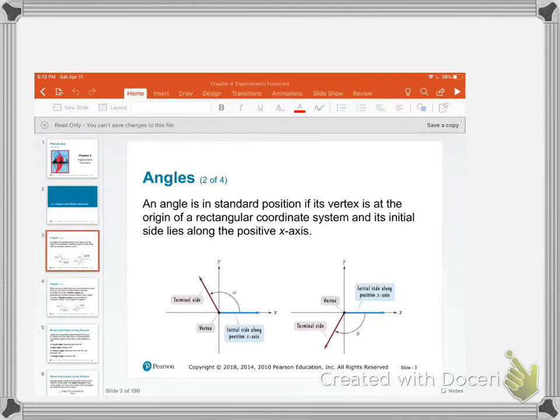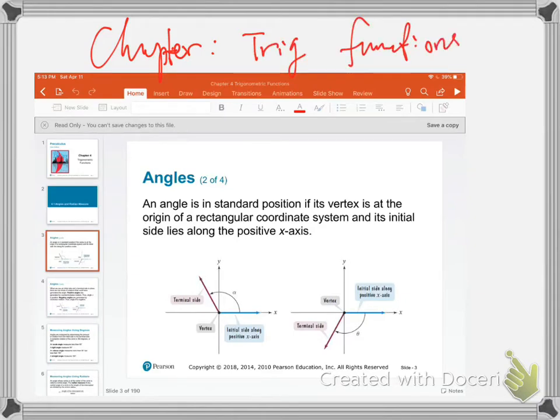Okay, so now let's talk about chapter 4. Trig functions. Okay, trigonometric functions. So the first part is the angles. So what's the standard position of the angle? You should already have learned these in Math 6.